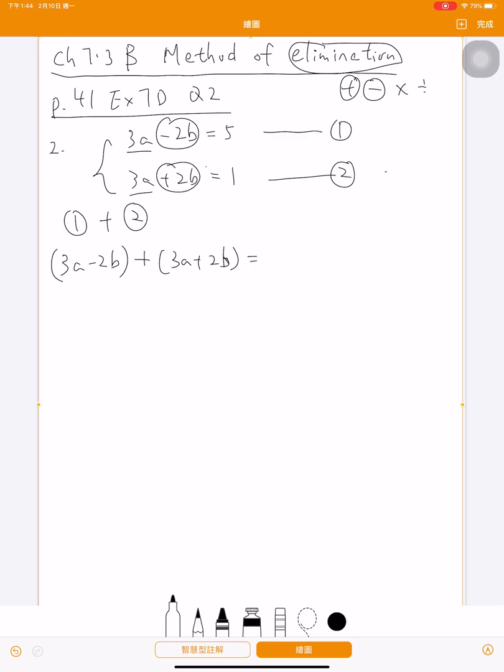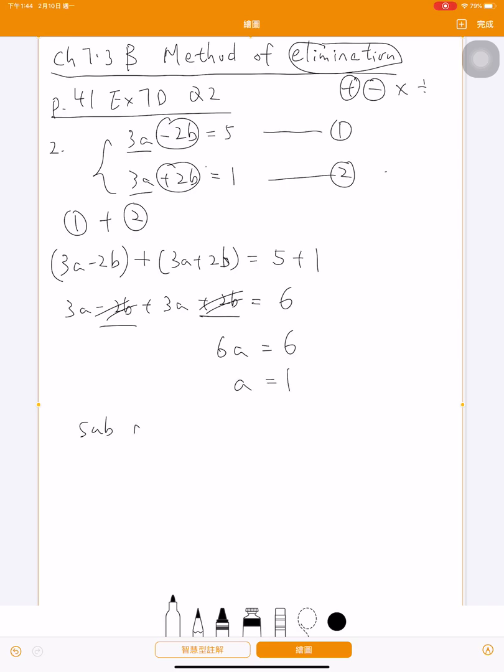So, and then we know that this time we are using plus. That means it's equal to 5 plus 1. Right? 5 plus 1. So removing brackets, 3a minus 2b plus 3a plus 2b is equal to 6. You can see that, oh, this time the negative 2b and positive 2b will be cancelled. So we have 6a is equal to 6, a is equal to 1.